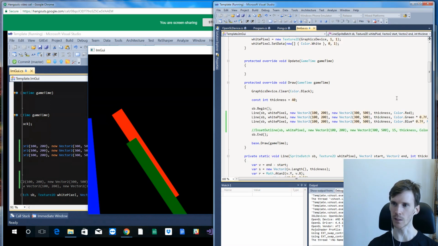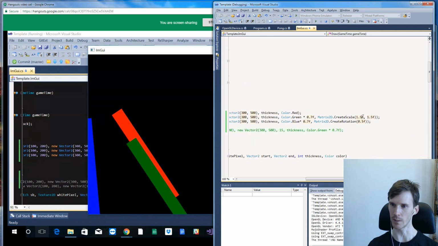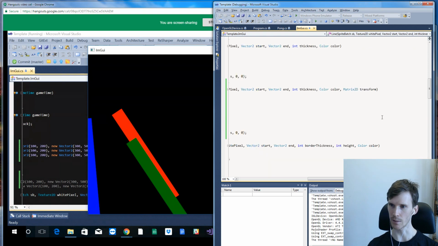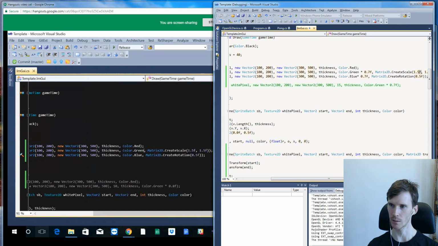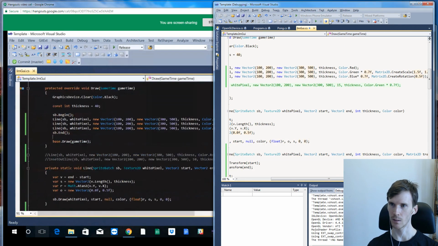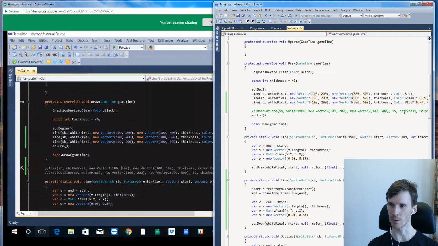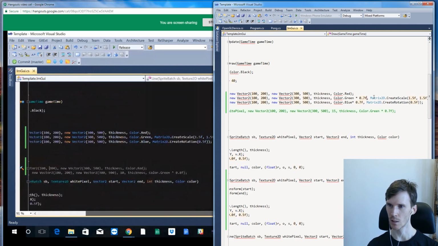And we can go in here and maybe we can be like, well, let's scale that by a little bit. Why has that stopped working? Where are we? Edit and continue to update? Yeah, no, I'm in release build rather than debug for some reason.